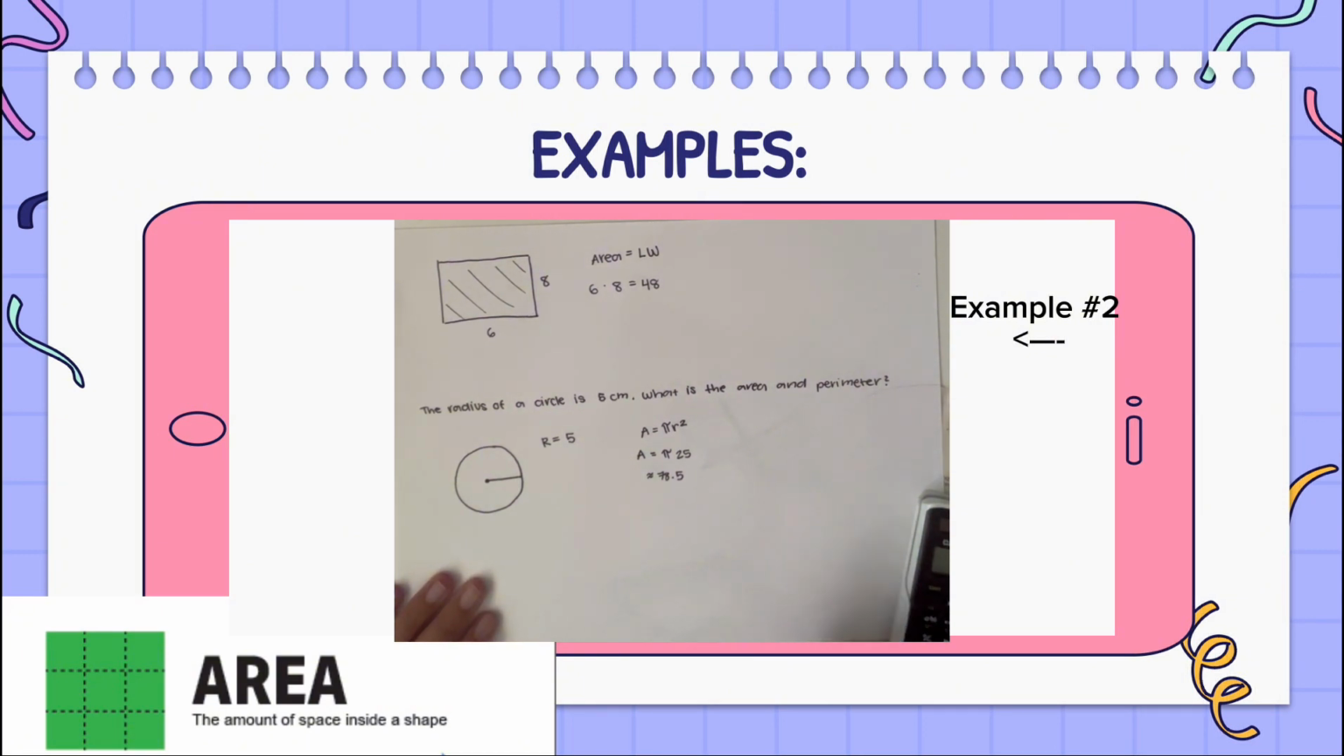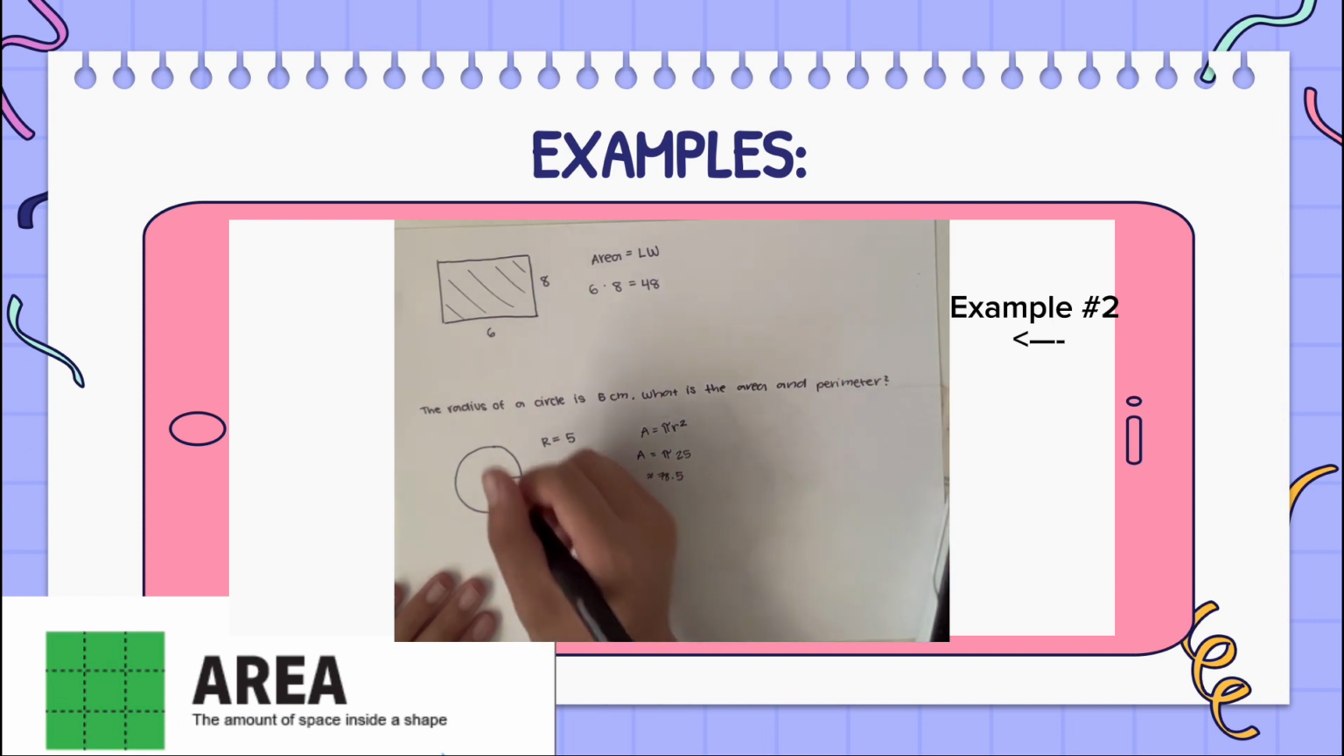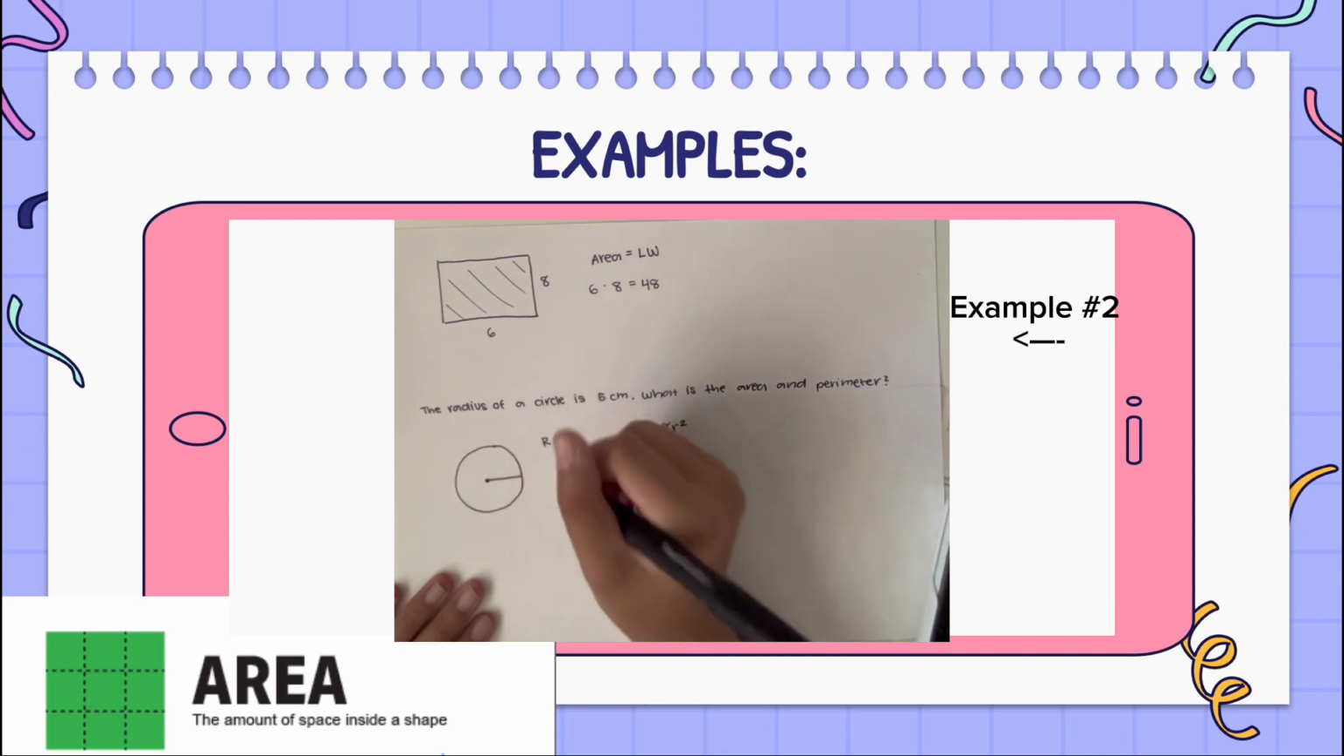And for the perimeter, we have to find the circumference, the distance around the edge of a shape.